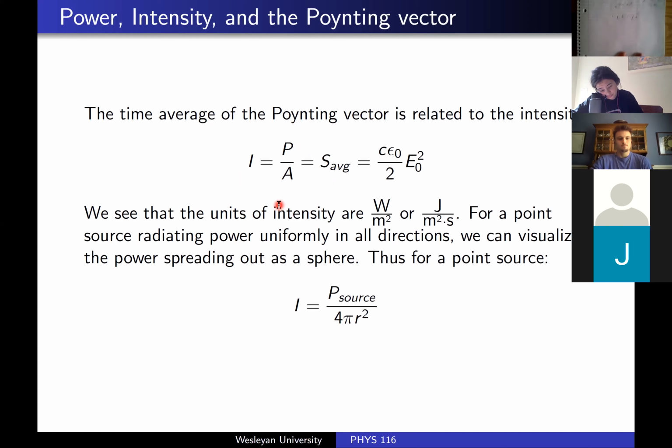All right, so let me just write that here as well. So intensity is power per unit area. So you can see that the units would be watts per meter squared, or joules per meter squared times seconds. And so we can show that the magnitude of the Poynting vector is related to the intensity. And so the time average of the Poynting vector will give you the intensity of the light.